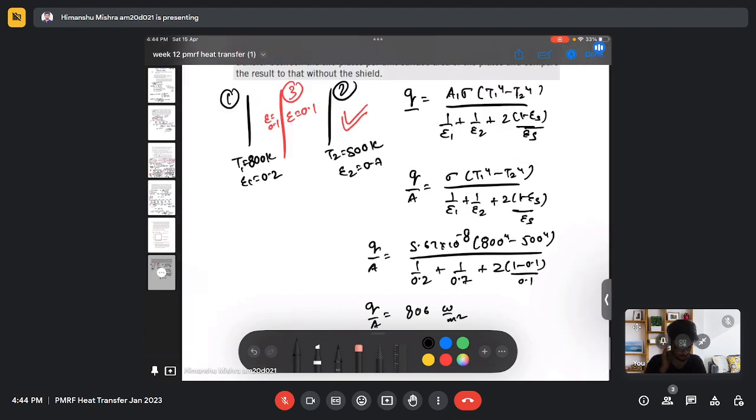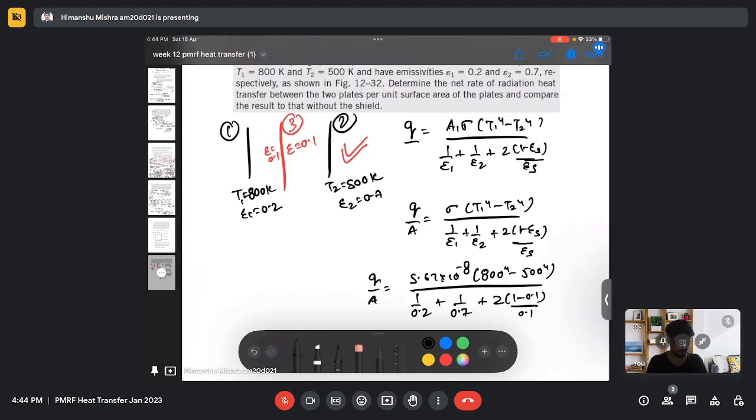So this was the same problem with shield. In the last one we derived the same thing with shield, and then we derived it without shield, and then we found the ratio between with and without shield. It was around 1 by 6. So any doubt here?